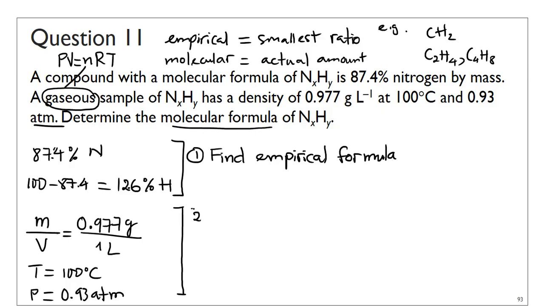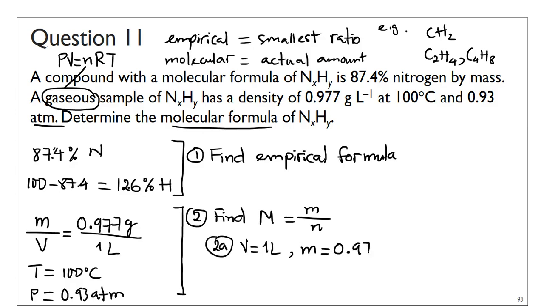So I think step 2 is I'm going to have to find the molar mass of this gas somehow. Now molar mass is mass divided by number of moles. Because I have the density of the gas, I should be able to find mass. So 2A is, I need to find mass if I have the volume. If we assume V equals 1 liter, then mass is 0.977 grams.